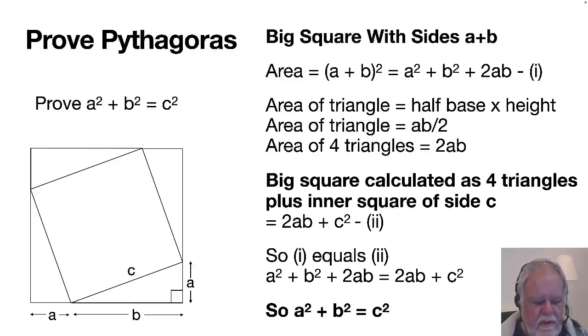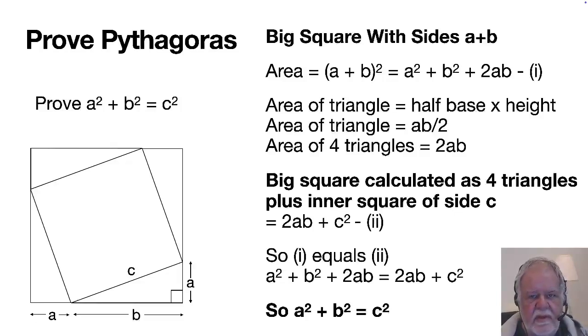So we've calculated the area of the big square just by using the fact it's got sides of length a plus b. But we can also calculate it by summing the area of the 4 small triangles and adding the area of the inner square with the side c. So that equals 2ab plus c squared, because we've already established that the 4 triangles produce an area of 2ab. So 2ab plus c squared, which is the area of the internal square.